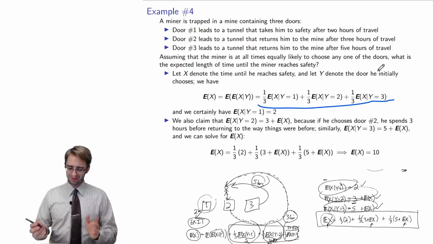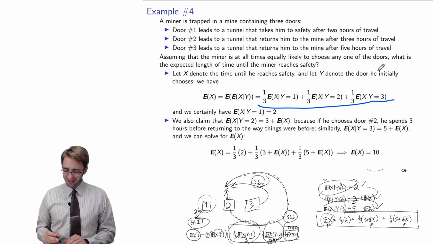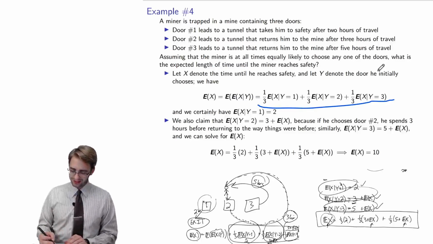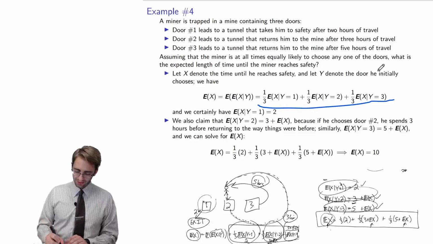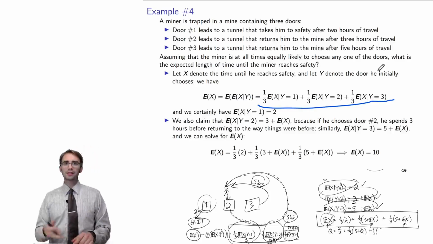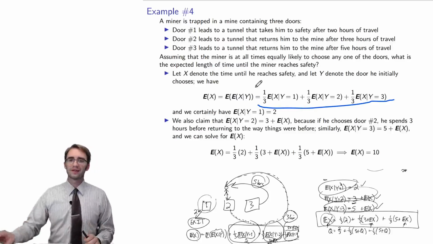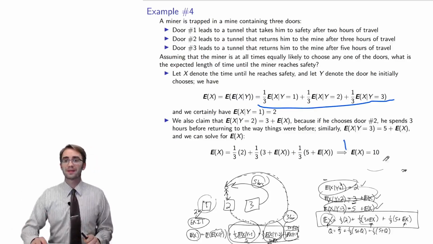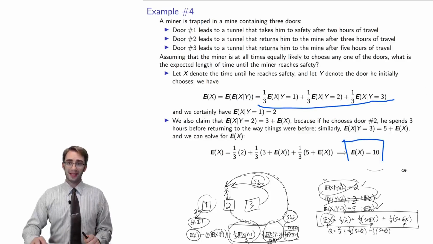If instead of writing expected value of x everywhere, I just write, say, the letter q, I'd have q is equal to 2/3 plus 1/3 times (3 plus q) plus 1/3 times (5 plus q). I can totally solve that. That's like middle school algebra. And you work that out and you can solve it, and you find that the expected value of x is equal to 10.